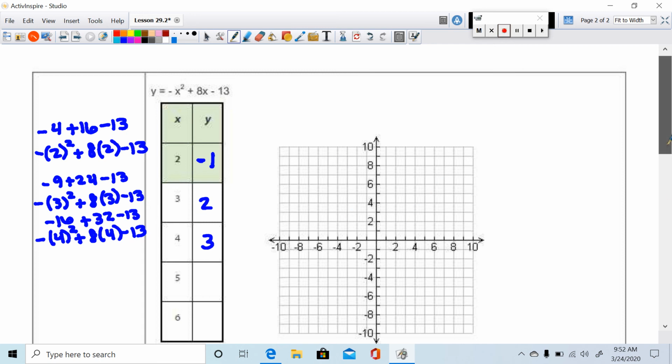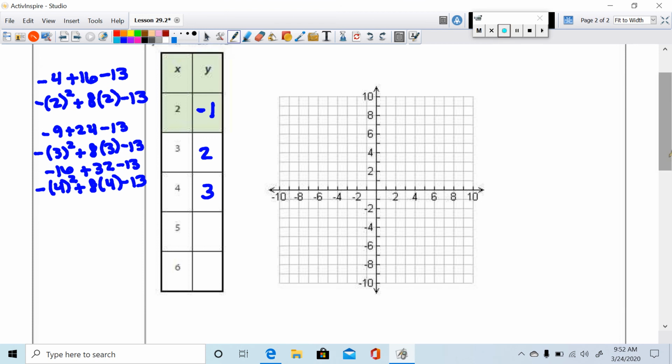Okay, let me move this down a little bit. Okay, so negative 5 squared, oops, got to put that in parentheses, plus 8 times 5 minus 13. So that's negative 25 plus 40 minus 13, which is 2. Negative 20, negative 38 plus 40, yes, 2.